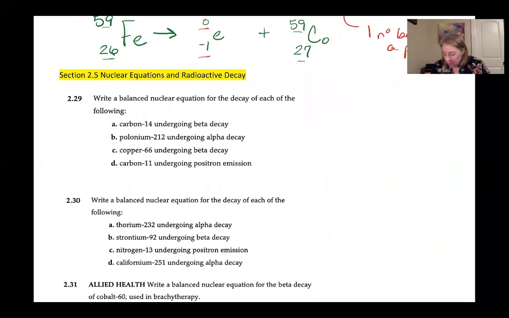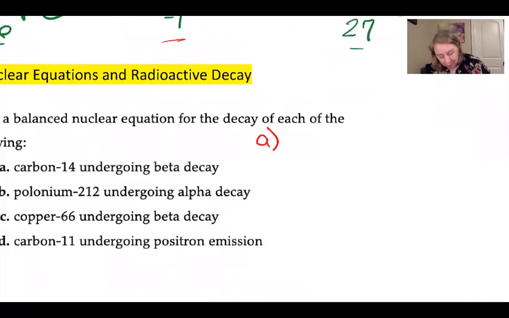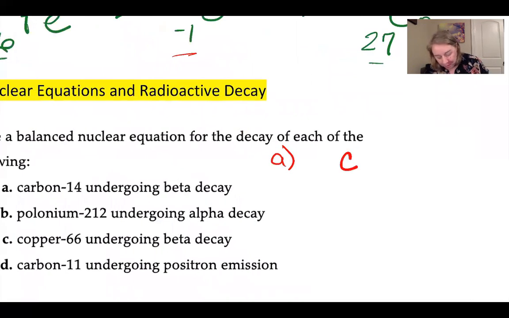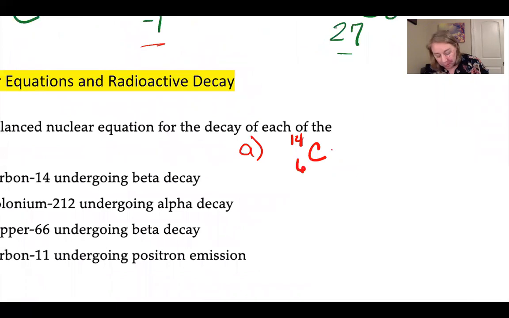All right, so let's do a few of these. We're not gonna do all of these, but let's do a few of these. All right, so write a balanced nuclear equation for the decay of each of the following. Carbon-14 undergoing beta decay. All right, so let's see if I just do this. If we have carbon-14, so I'm saying carbon, and that's telling me my mass number. I go to my periodic table. I know carbon has 6 protons, and it's undergoing beta decay. I could remember what a beta particle is, or, well, no, for this one, yes, you actually have to remember, because that's the only thing I tell you, beta decay.